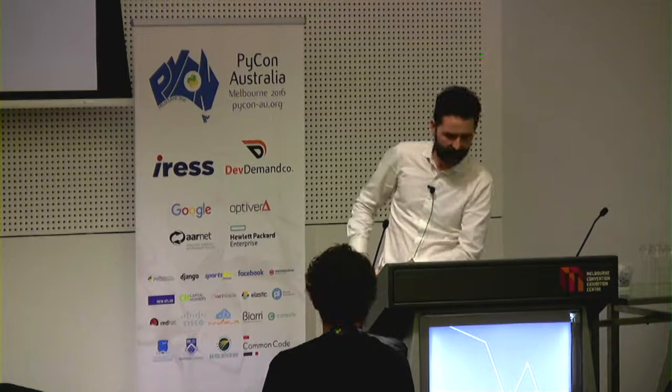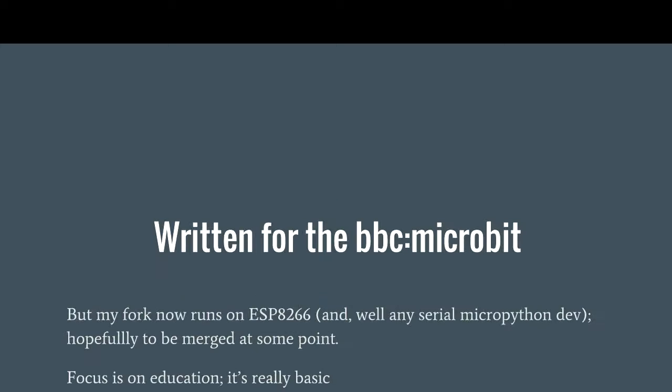All right, is this working? Excellent. So I've been playing around with MicroPython for a few months now, and always bemoaned the lack of an easy way to get code in and out of it. A couple of weeks ago, I came across Mu. It's basically a really simple editor for MicroPython designed around education. It was originally written for the BBC micro:bit, but I've forked it and got it working on the ESP8266, this little device, $5 from China. I'm hoping they'll get merged into the main branch at some point.